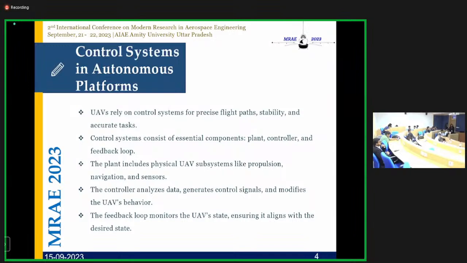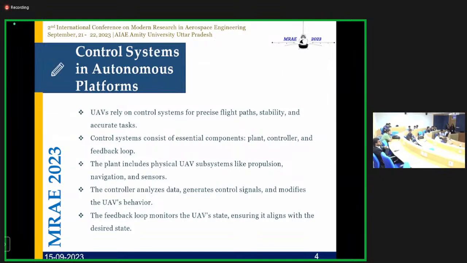So this section introduces the vital role of control systems in autonomous platforms, focusing on unmanned aerial vehicles. A control system consists of essential components: plant, controller, and feedback loop. Basically, there's an input to the control system, then there's a system, then there is an output, and from the output to the input there is a feedback loop.